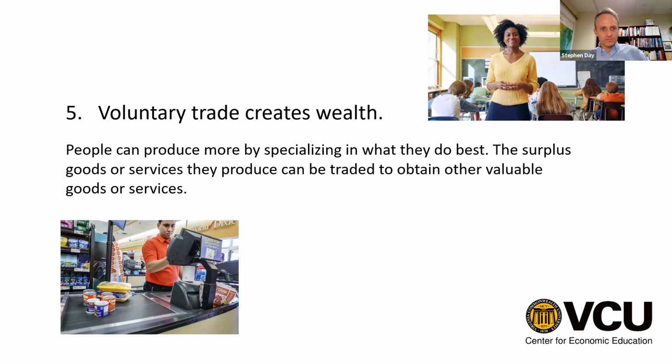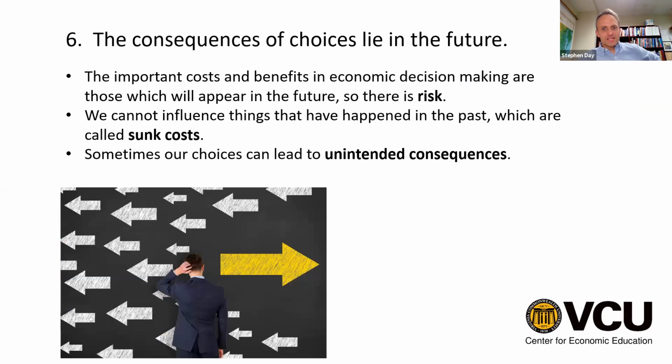So the last one is kind of a catch-all. The consequences of our choices lie in the future. And so there is risk. Actually, there's several implications. Because the consequences of our choices lie in the future, there's risk. There can be unintended consequences, and we can be tempted to take part in the sunk cost fallacy.